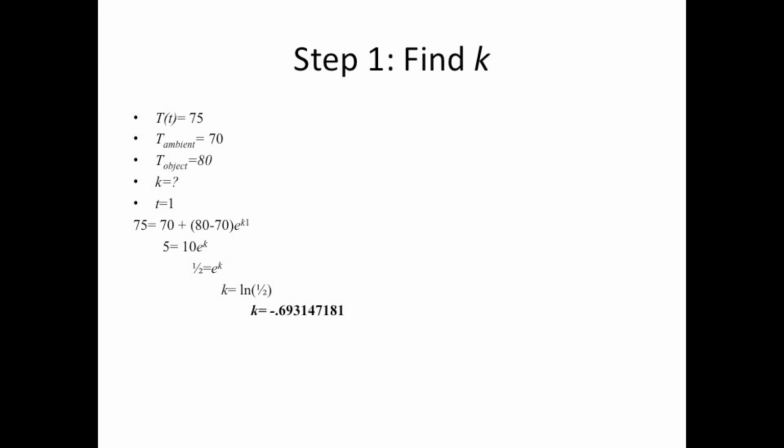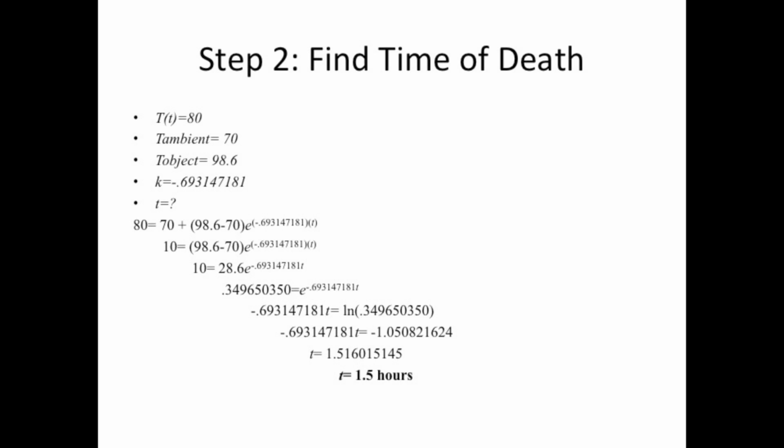And then we use our log rules to rearrange the equation to make k equal to the natural log of 1/2. The natural log of 1/2 is negative 0.693147181, so that's our k value. Now that we have our k value, we'll find our time of death.